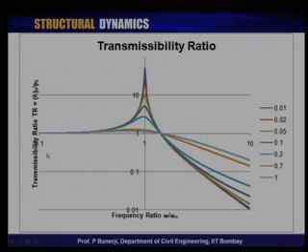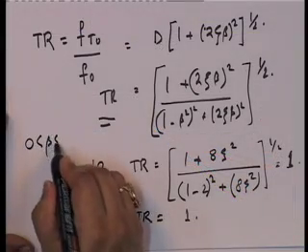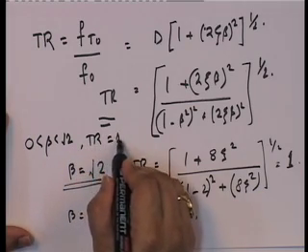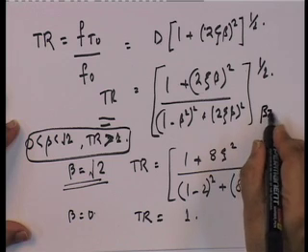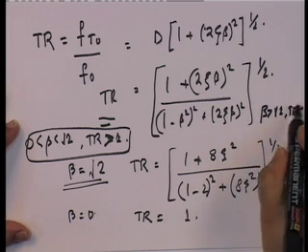If you look at this, this is the transmissibility ratio TR, which is the transmitted force amplitude upon the applied force amplitude. And if you look at it, at beta equal to 0 it is 1, and at root 2 it is 1. Between 0 and root 2, the transmissibility ratio is greater than 1. In other words, for beta between 0 and root 2, the transmissibility ratio is greater than 1. And for beta greater than root 2, the transmissibility ratio is less than 1.